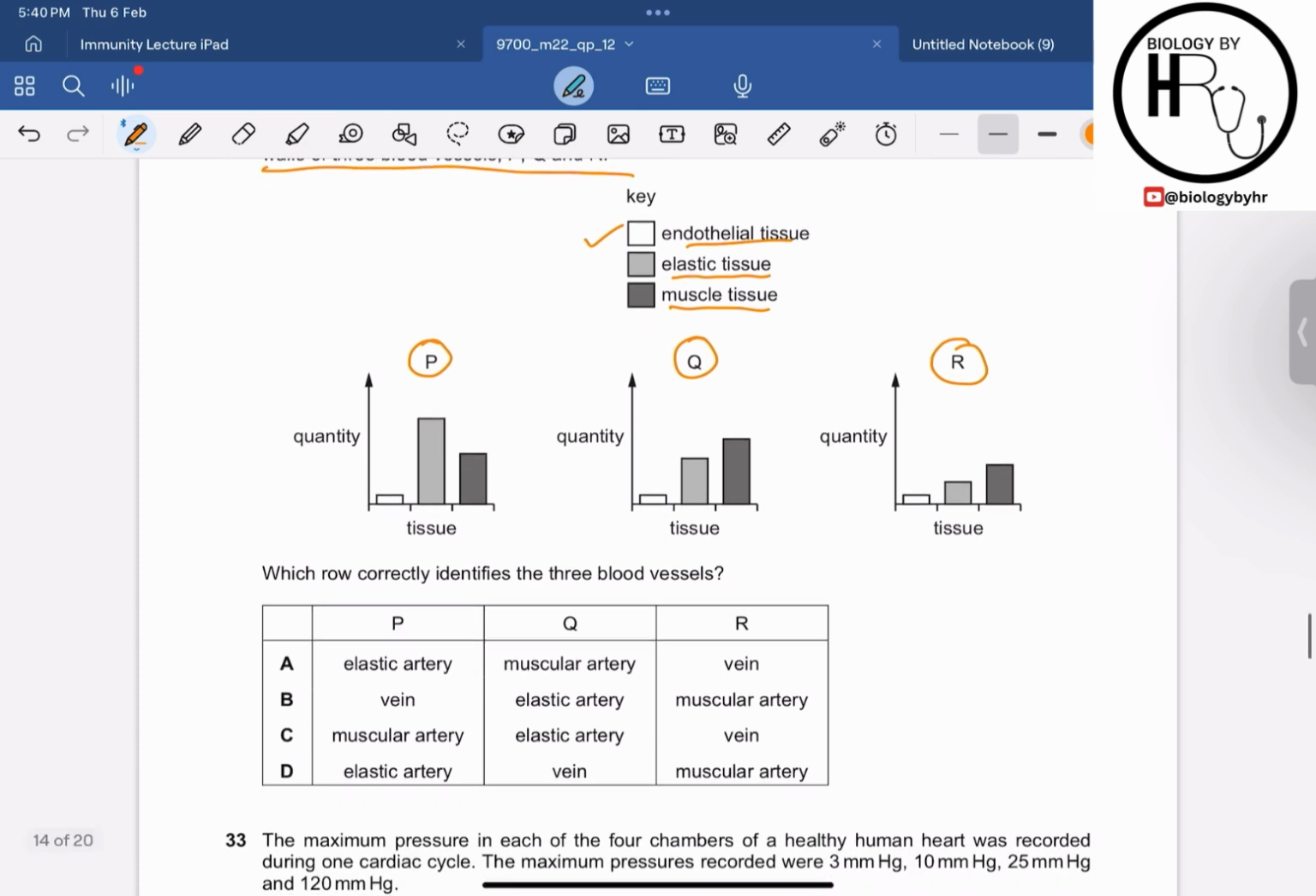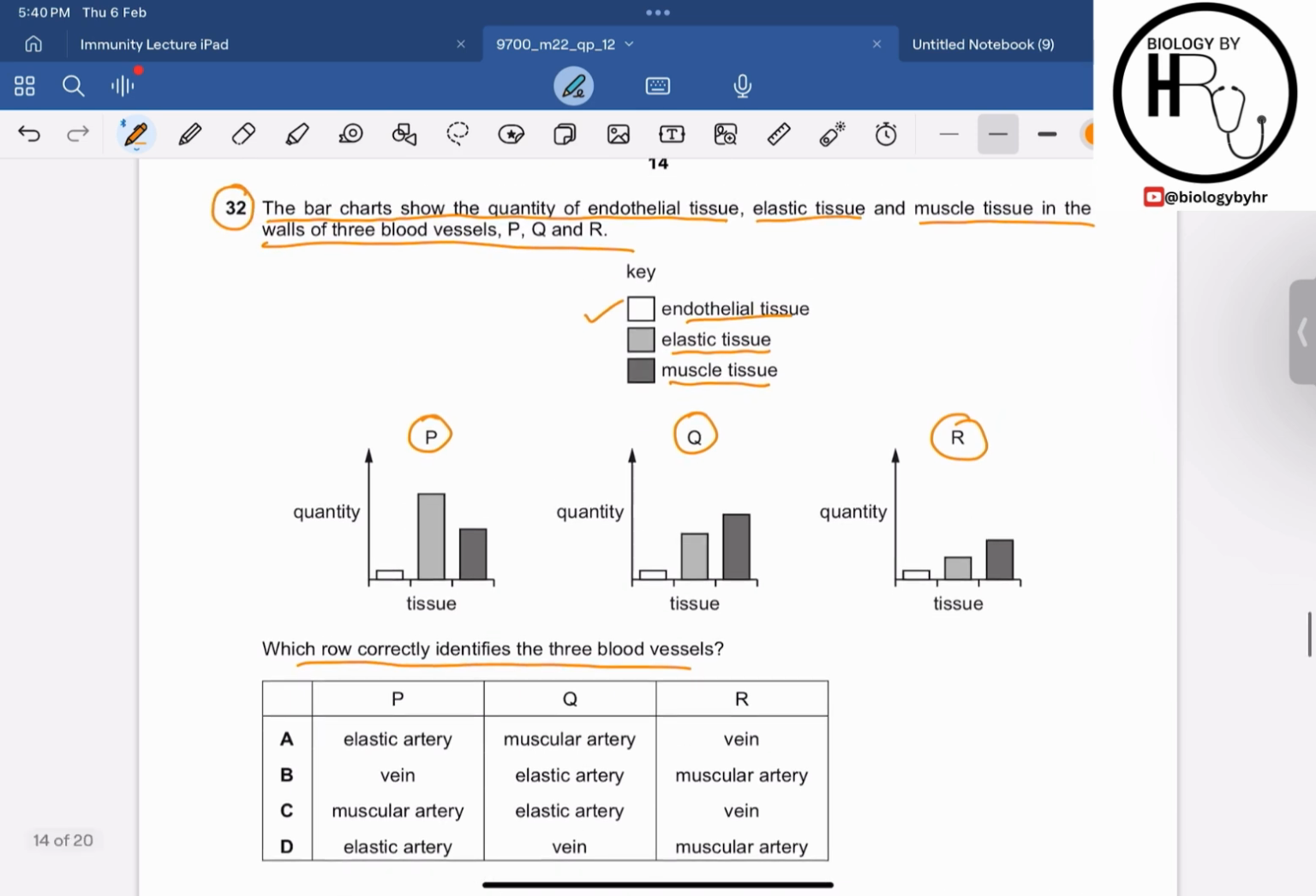Now they are asking which row correctly identifies the three blood vessels. So the three blood vessels we are having are the elastic artery, right? We are having the muscular artery, right? And we are having the vein. Now it is very clear that if we are talking about the elastic artery, right? In the elastic artery, the elastic tissue content must be greater, right?